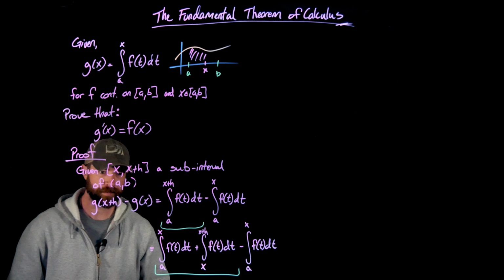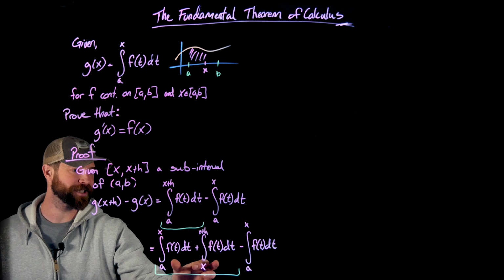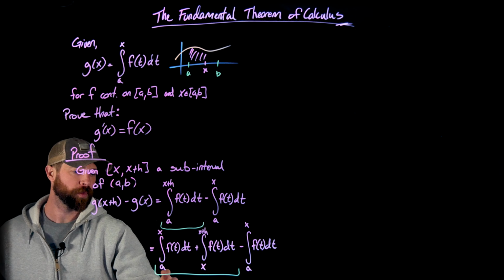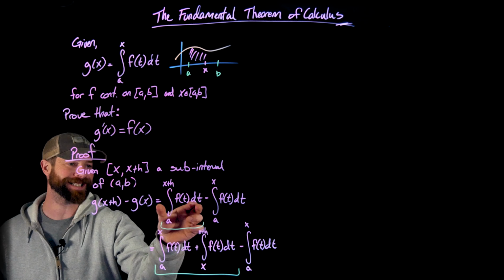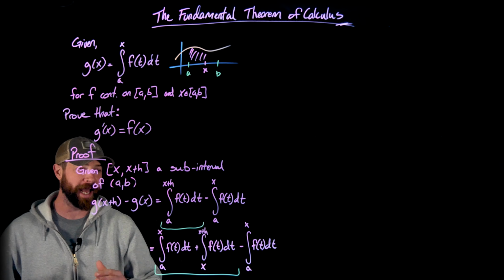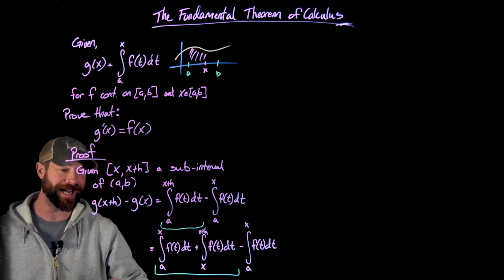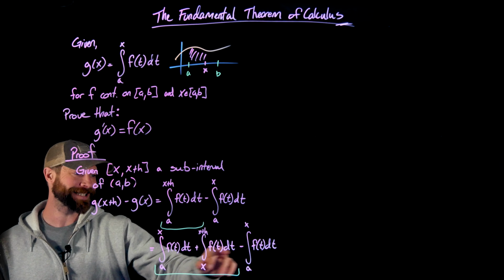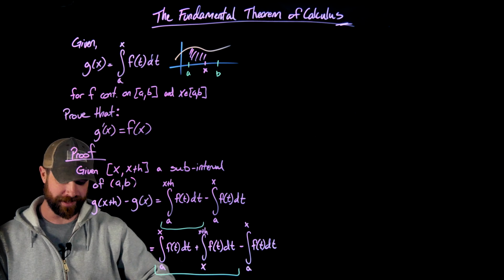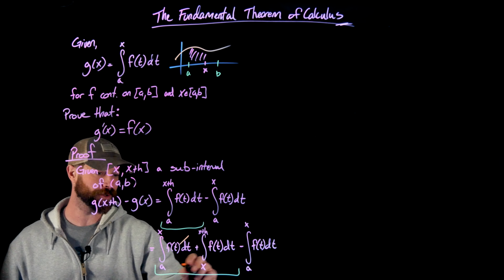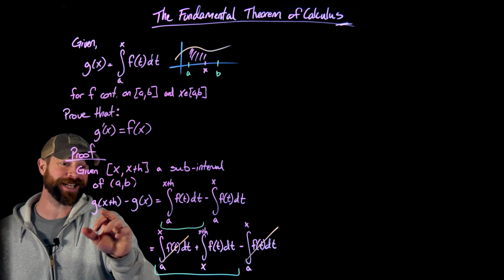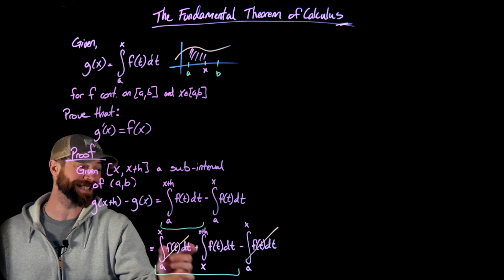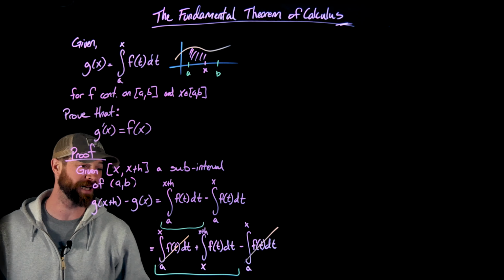And so all I've done here again is use that property we have for integrals, where if we go from a to x, then a to x plus h, that's the same thing as this integral statement right here. And why I'm doing that, you might be able to see this now, is that this is the same as this, except this is being subtracted, this is being added. So these integrals cancel each other out, which tells me that g of x plus h minus g of x is simply this integral right here.